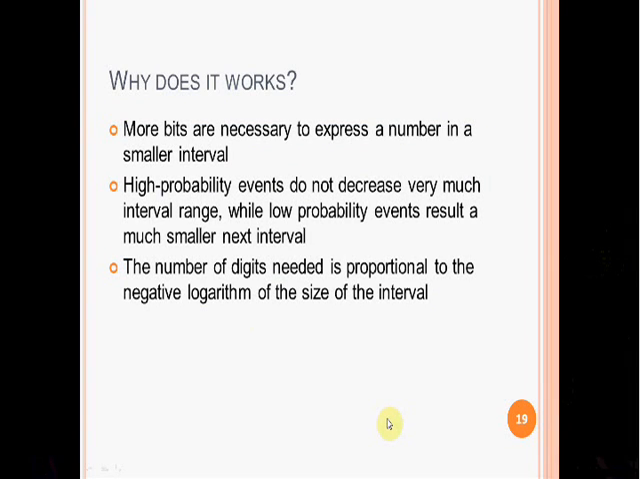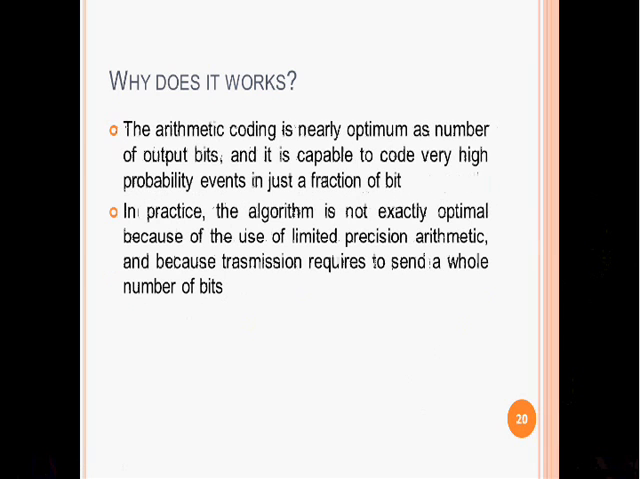Now we'll see why does it work. More bits are necessary to express a number in a smaller interval. High probability events do not decrease very much the interval range, while low probability events result in a much smaller next interval. The number of digits needed is proportional to the negative logarithm of the size of the interval. Arithmetic coding is nearly optimum as number of output bits, and it is capable of coding very high probability events in just a fraction of a bit.